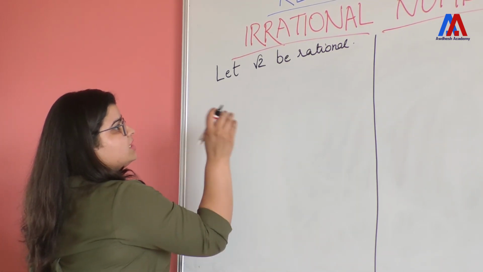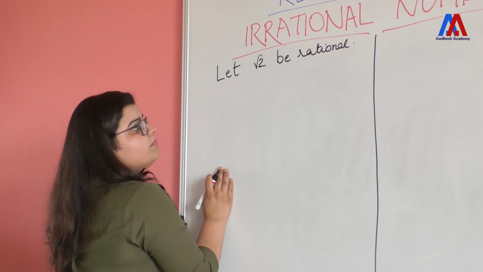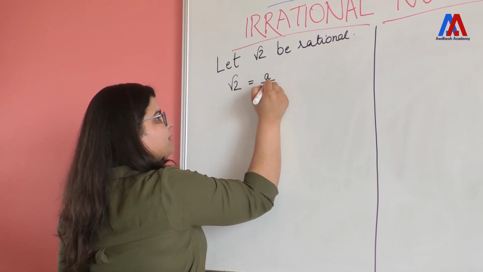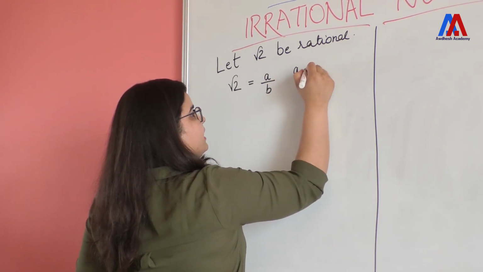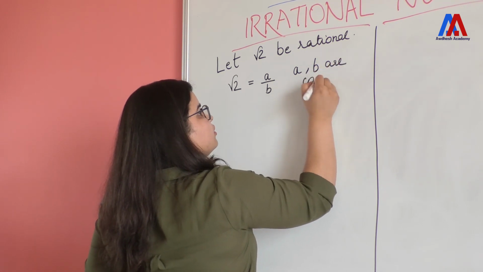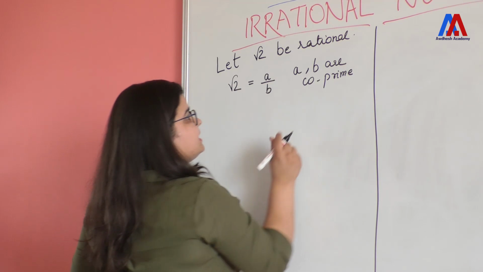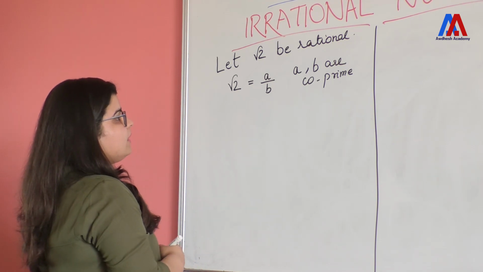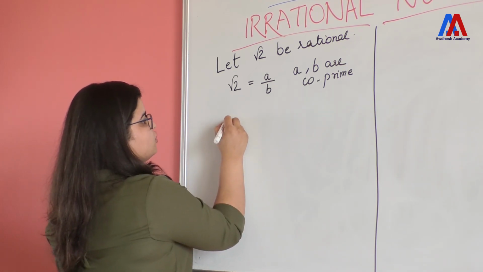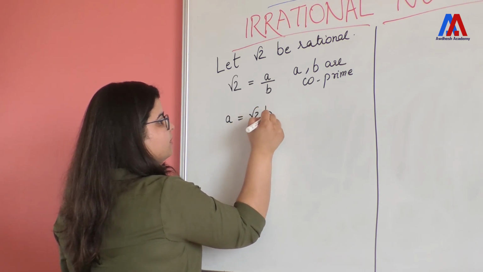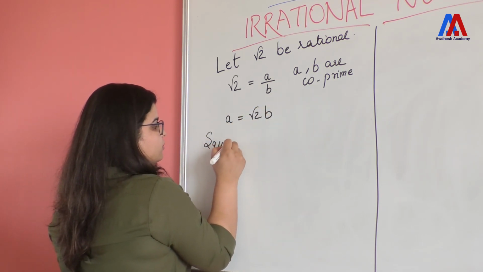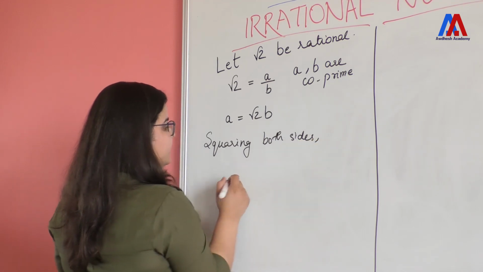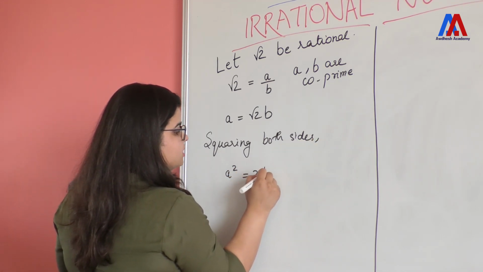Now, we know that a rational number is a number which can be represented in the form of p by q. So, let's assume root 2 as a by b, where a and b are co-prime. That is, they do not have any other factor common between them apart from 1. Now, let's cross multiply them. So, we get a equals root 2 b. Now, squaring both sides, we get a square equals 2b square.